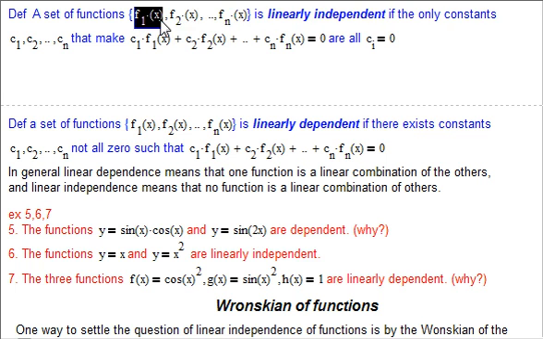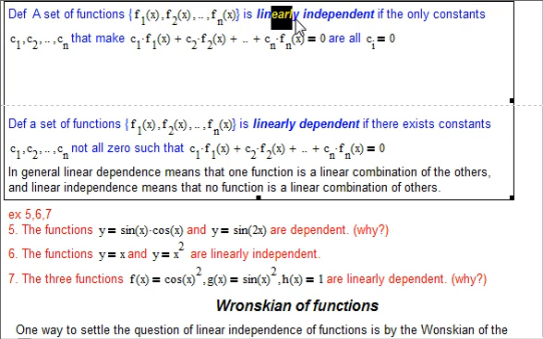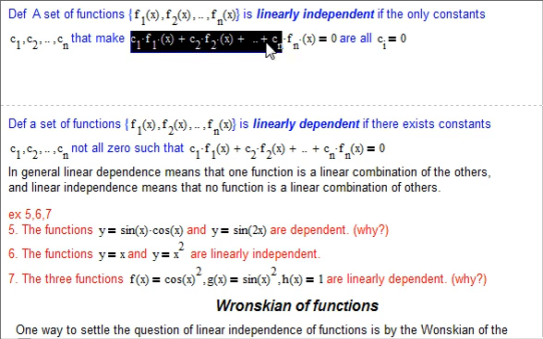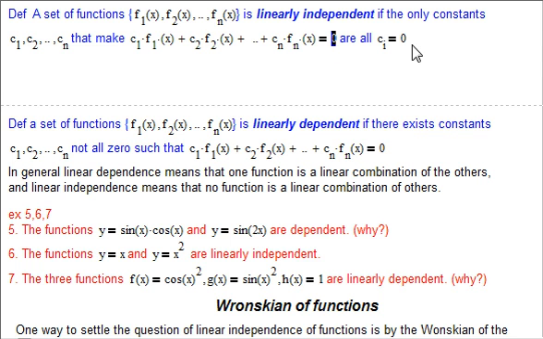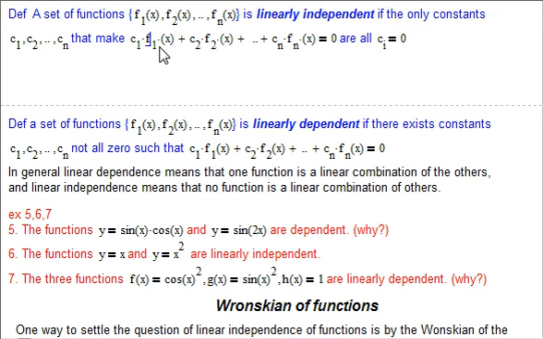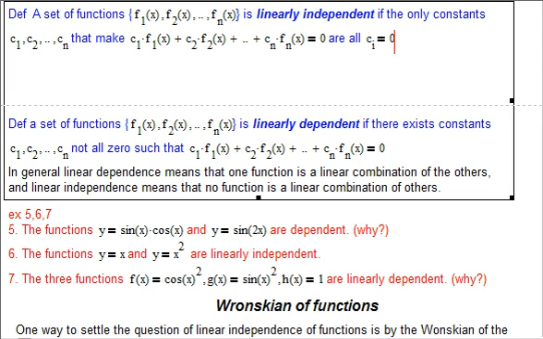Any set of functions f1, f2, up to fn is linearly independent if the only constants c1, c2, and so on, that make this linear combination of those functions equal to 0 would be all the c sub i equal to 0. In other words, one of these can't be made with some linear combination of the other ones. That's really what it boils down to. I hope that's understandable. I want to discuss all this behavior.